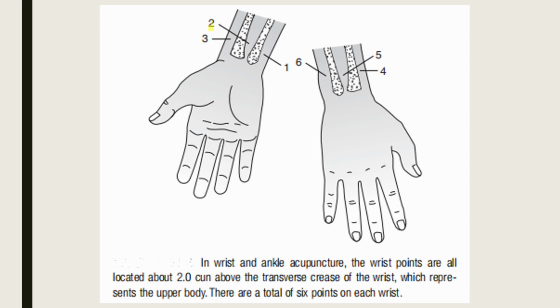Upper 2. Location: in the center of the anterior distal forearm, between the tendons of the palmaris longus and flexor carpi radialis muscles. Indications of upper 2: temporal headache, molar toothache, chest pain, stuffy chest, asthma, palmar pain, numbness of the fingers, and discontinued lactation.